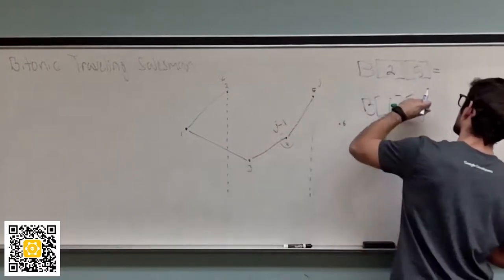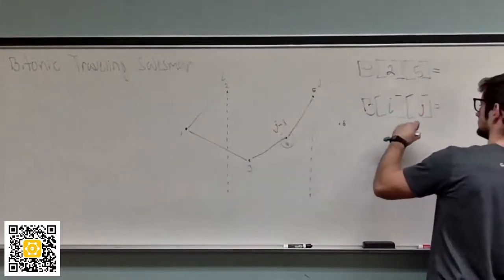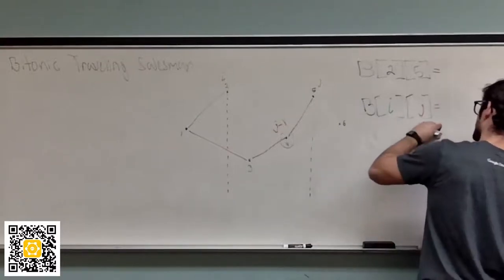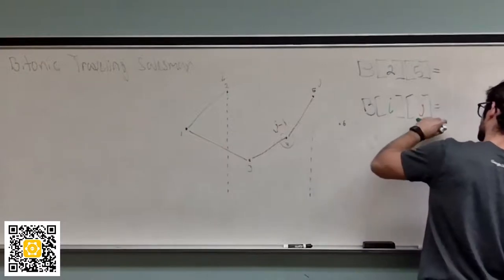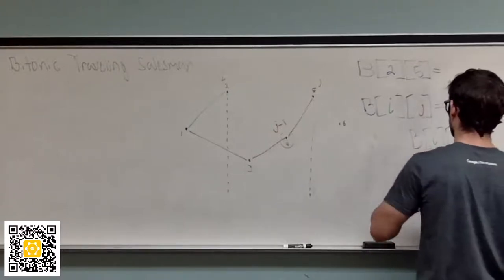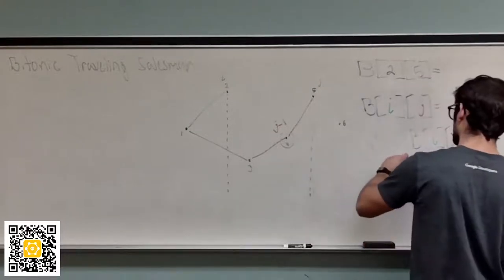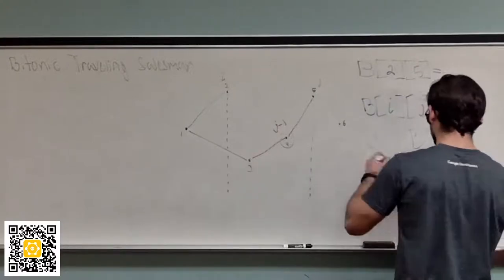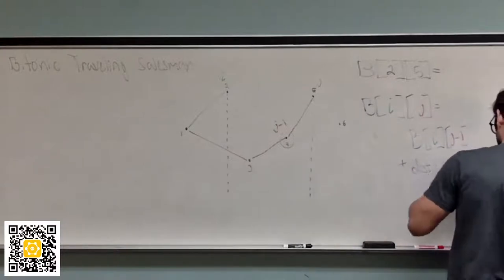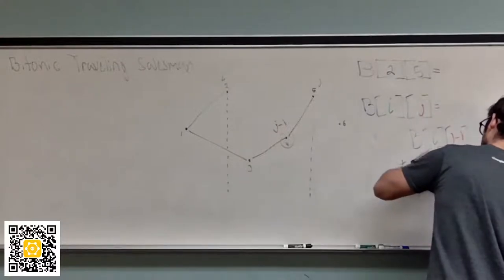I'm using so many colors. I've never been this creative. Is going to be equal to B of I, J minus 1, plus the distance of J minus 1, J. I should have done this in red.